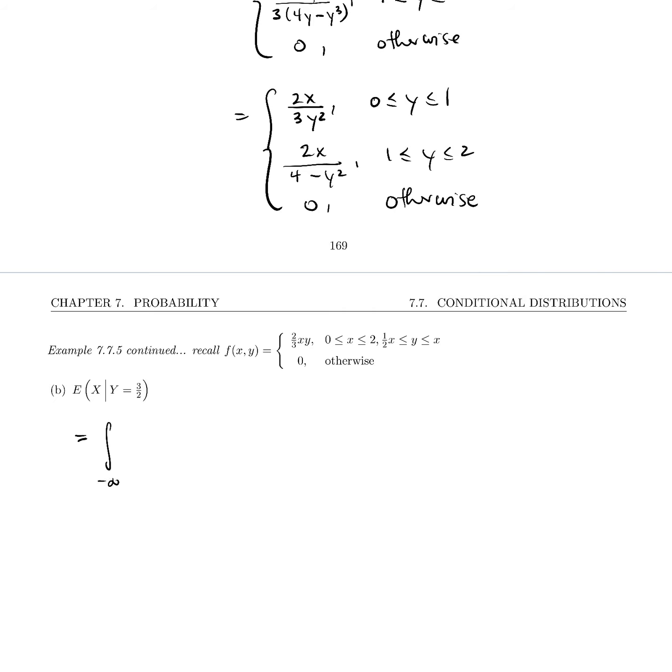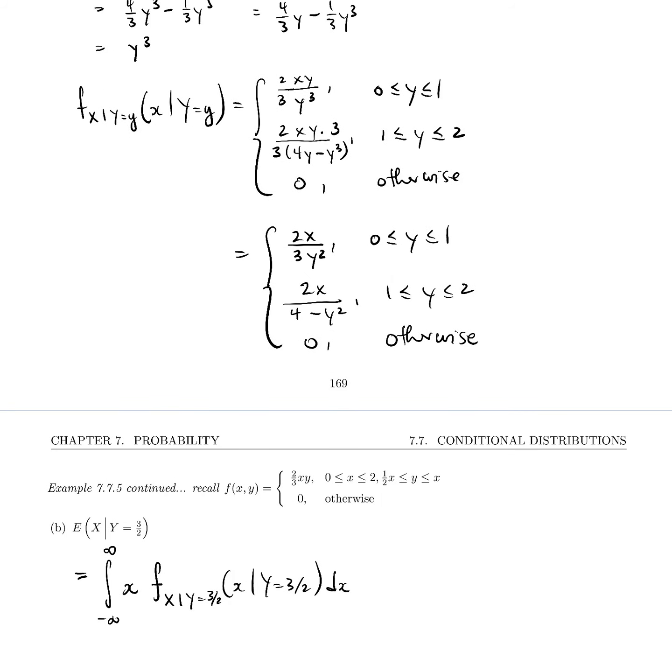Well, that's going to be the integral from minus infinity to infinity of x times the correct density function, and the correct density function is conditional. So f sub x given y, of x given that y is equal to 3/2, dx. And so what we need to do here is figure out the correct part of the function to plug into. So y is 3/2. If y is 3/2, then that is between 1 and 2. So we're going to plug in y equal to 3/2.